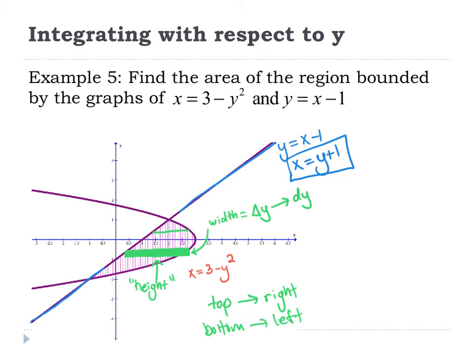So if we are going to calculate our height, our representative heights are going to be found by taking the top function, which is 3 minus y squared, and subtracting the bottom function, which is y plus 1. So top function or right function, bottom function or left function, and that is going to be the height of my rectangle. So let's go ahead and go to the next slide, and the integral should be set up for us there.